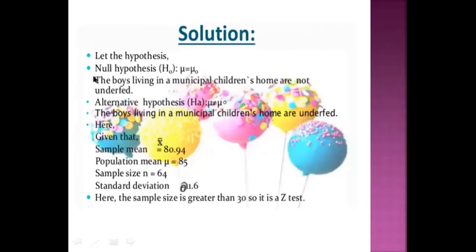Therefore, after applying the null hypothesis, the population living in municipal children homes are not underfed. The alternative hypothesis has the inequality sign: the boys living in municipal children homes are underfed.